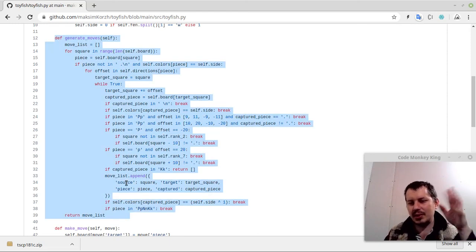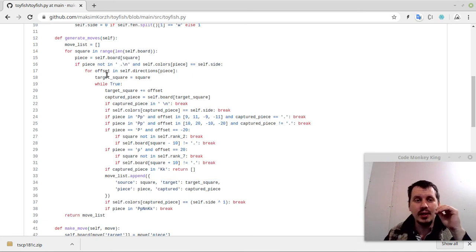entire engine. It just makes and unmakes moves recursively, so that the engine can then evaluate every move to give it a score and to consider what is the best one. And here it's so simple. So we have a loop over the board squares. We do skip the off-board squares.